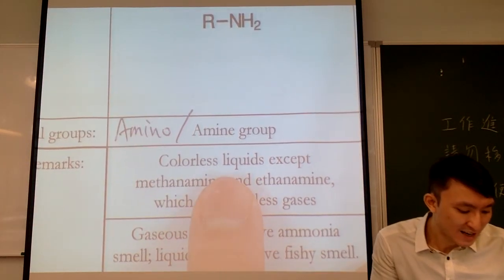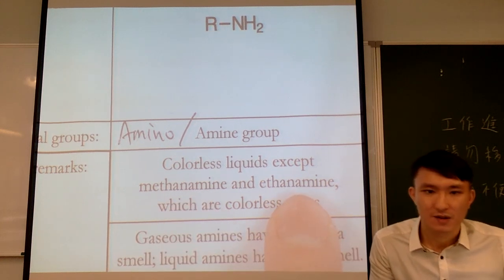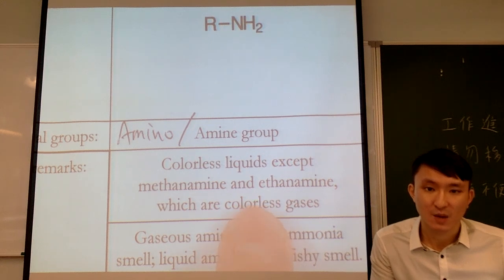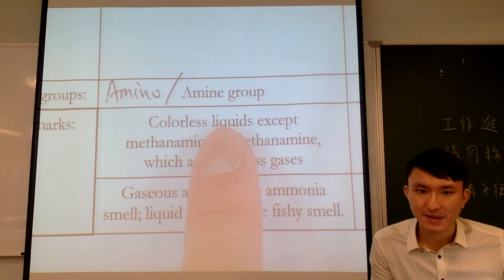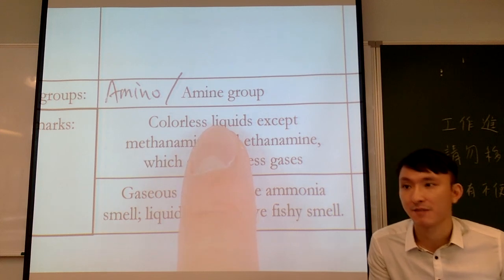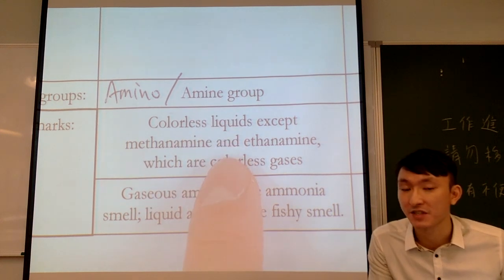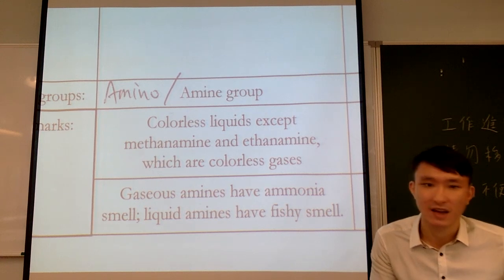And they are colorless liquid except methanamine and ethanamine. So basically starting from 3 carbons, the amines are liquid. Okay, these two are gas. Okay? And meaning that they have relatively high boiling point when compared to other homologous series, like propane. Even propane with 3 carbons, they are still gas. But here, with 3 carbons, the amine are liquid. Okay?